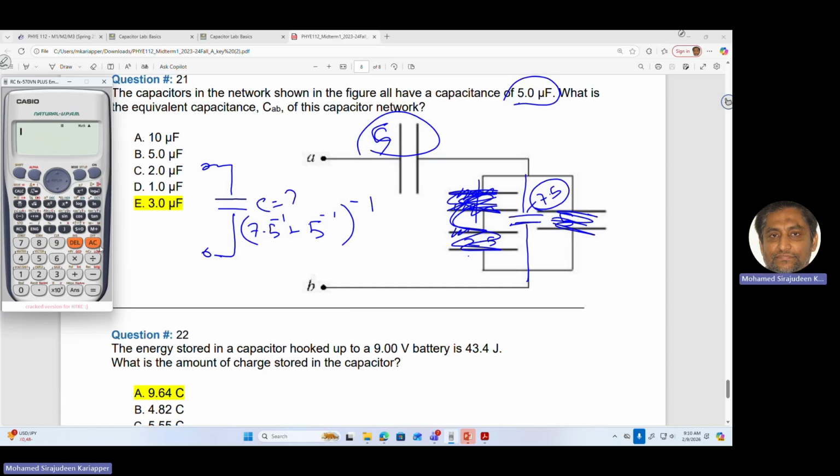Okay, here we go. I'll start a bracket, 7.5 inverse plus 5 inverse, close the bracket, the whole thing inverse. You get the idea? 3. All in microfarad; the answer is in microfarad.